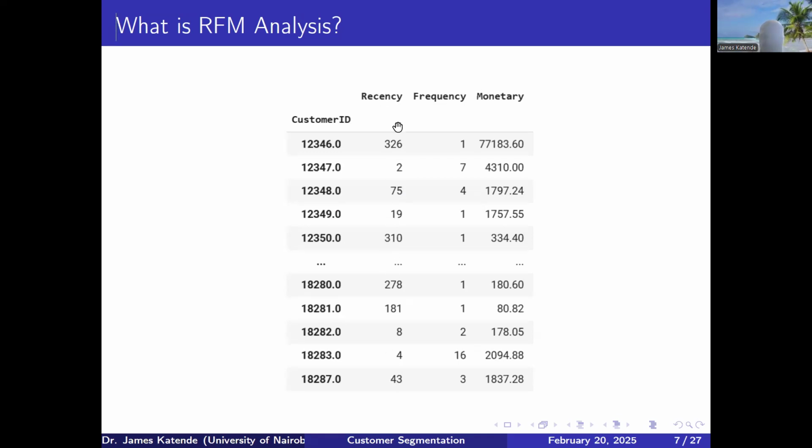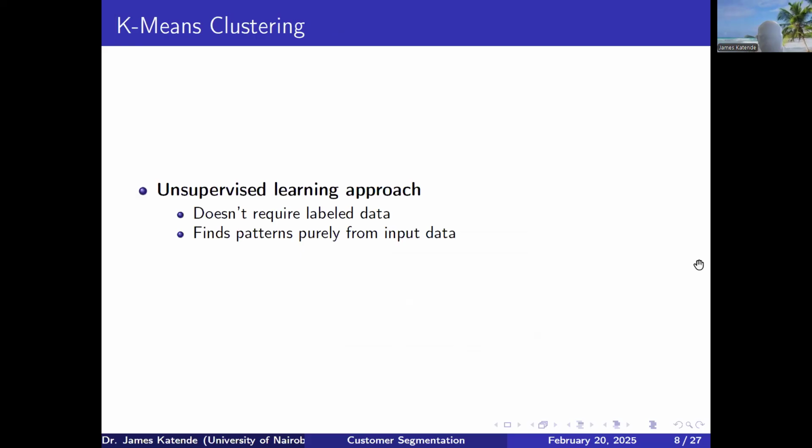So recency will simply check the number of days since the last purchase. Frequency is the number of purchases the client makes, and monetary is simply the total amount of money spent during the period under consideration by the client. So this will be done for each customer. So each line represents a single customer. All that will be done in Python. For now, I'm just showing what the output will look like.